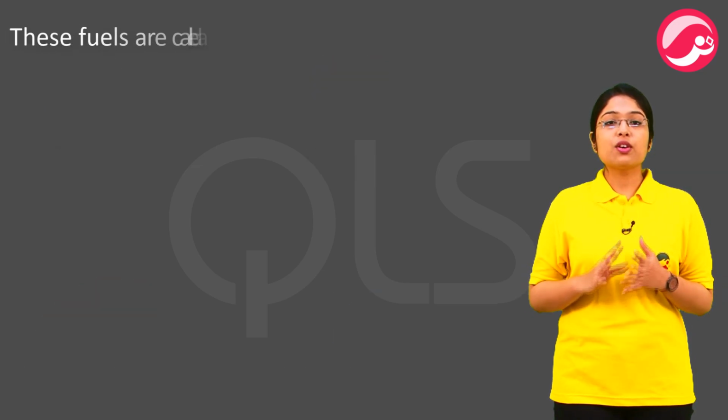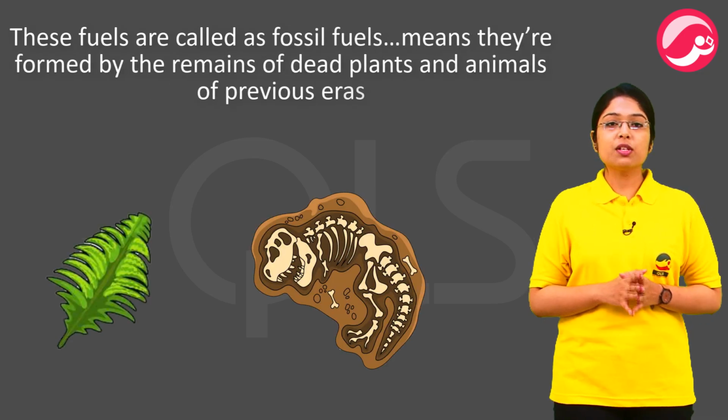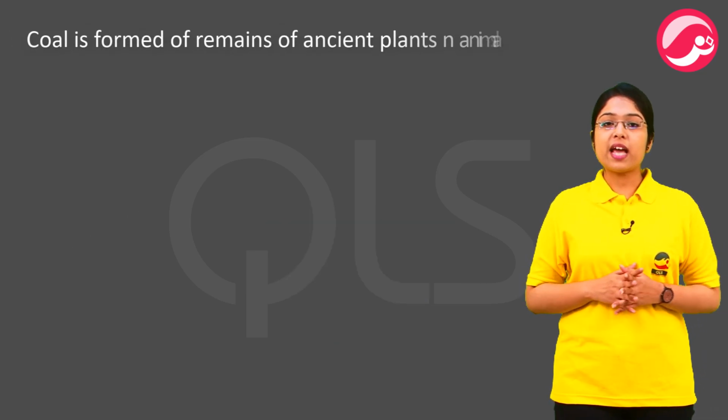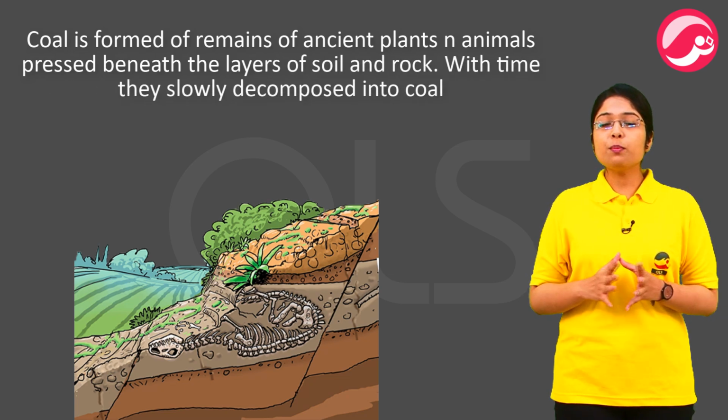These fuels are called fossil fuels, meaning they are formed by the remains of dead plants and animals of previous eras. Coal is formed of remains of ancient plants and animals pressed beneath the layers of soil and rock. With time, they slowly decomposed into coal.